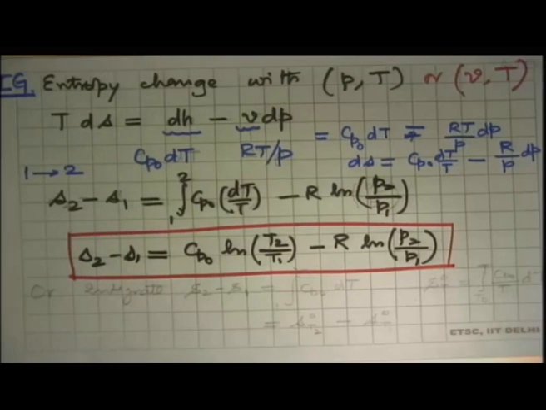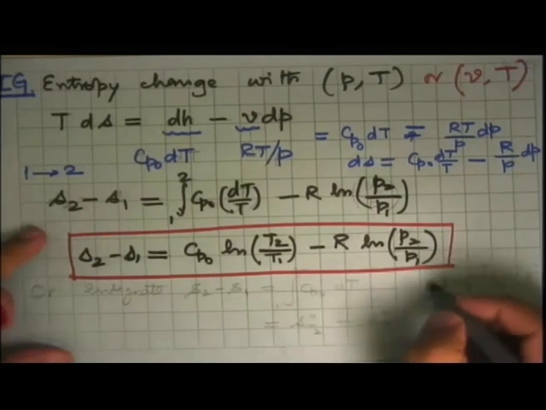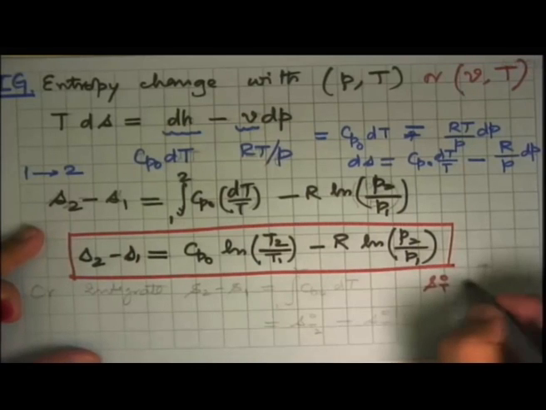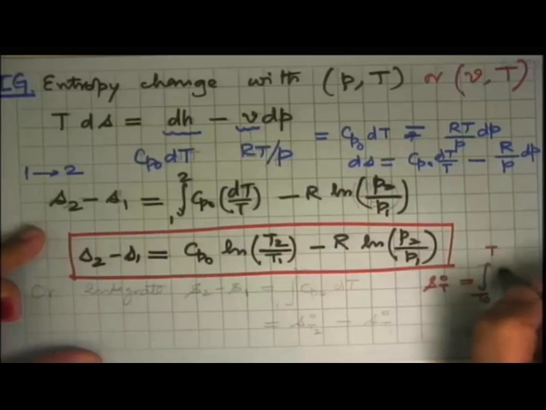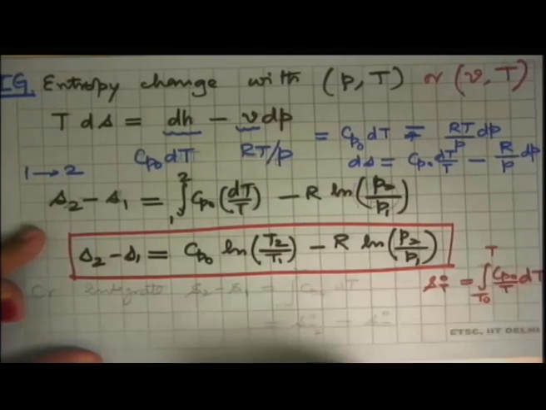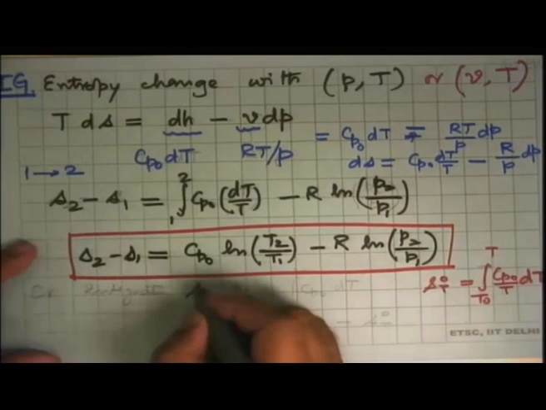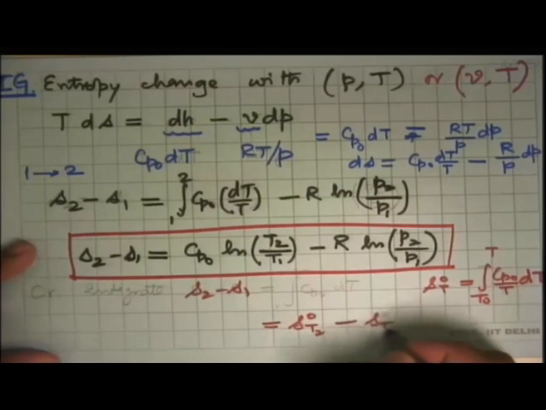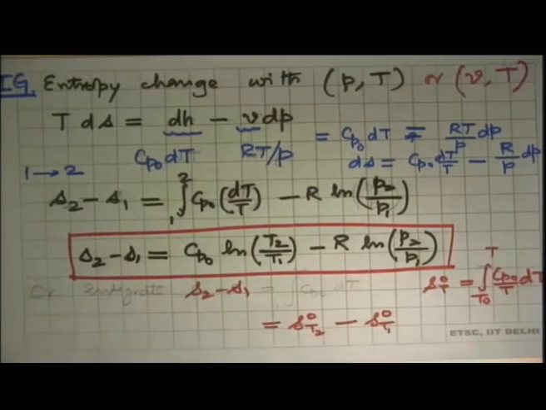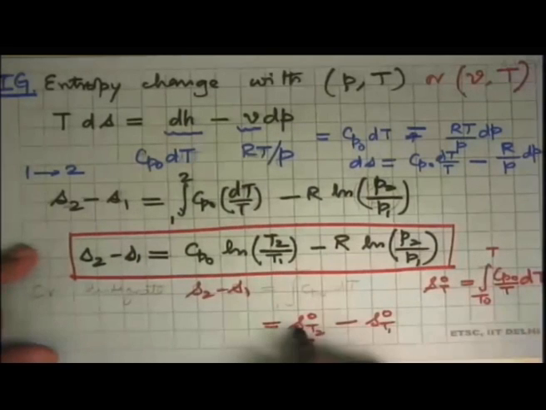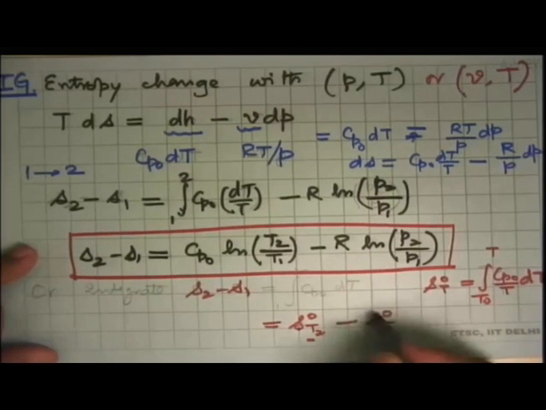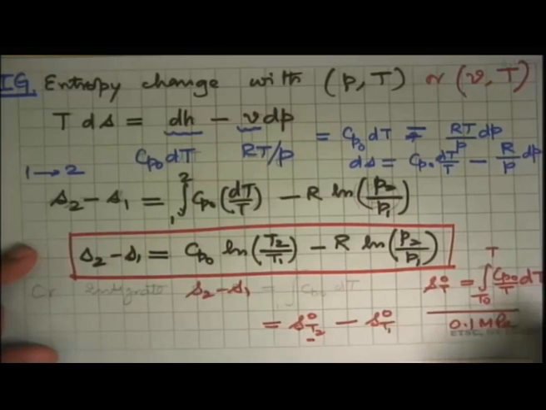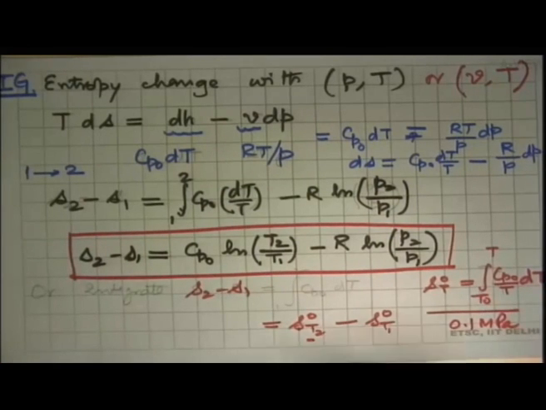We have an option of using some property data where a property called sT0 is listed in the tables, which is the zero pressure standard state entropy, defined as the integral from T0 to T of Cp0 upon T dT. And S2 minus S1 will then be sT2 at the zero state minus sT1 at the zero state, and we get the answer. Which means that you take the temperature, look up the table, get the value of this one. Then at this temperature, get this value, subtract the two, you get S2 minus S1. But the caution is the same, this is for 0.1 megapascal and the low pressure zone. So this is a quick way to get numbers.